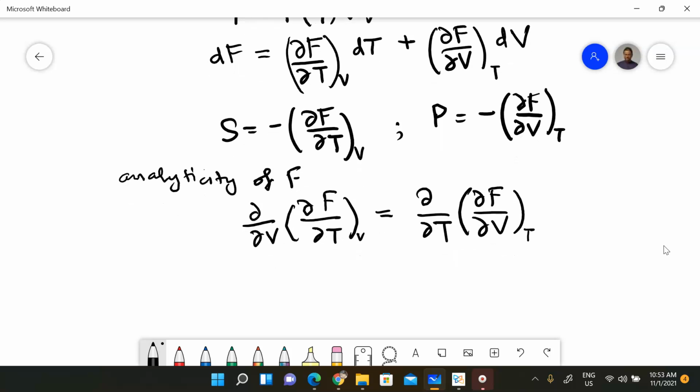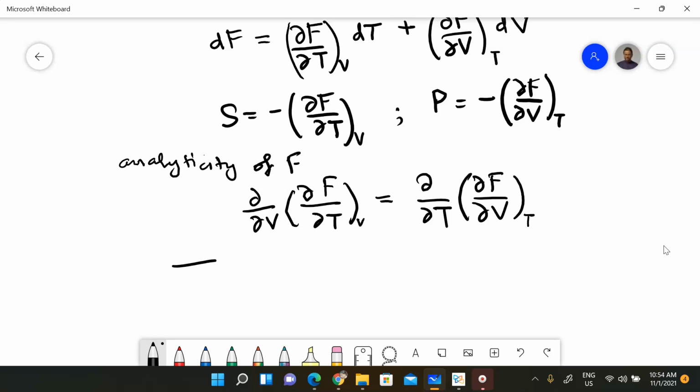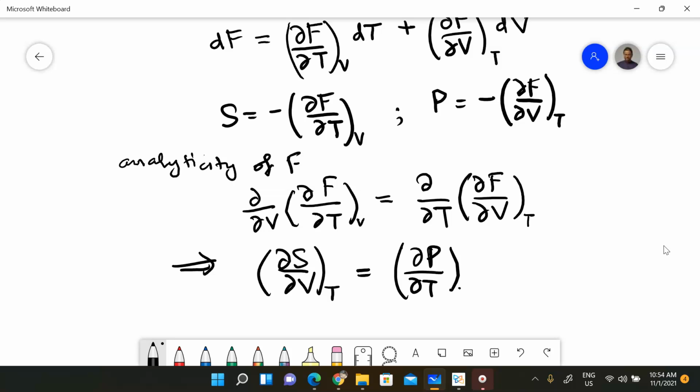And that tells us what? That implies, since we have already defined S and P through this derivative of this state function, the Helmholtz free energy, that this translates to partial S partial V at constant T equals partial P partial T at constant V. So this is known as the Maxwell relations, and there are four of them. This is only one of them.